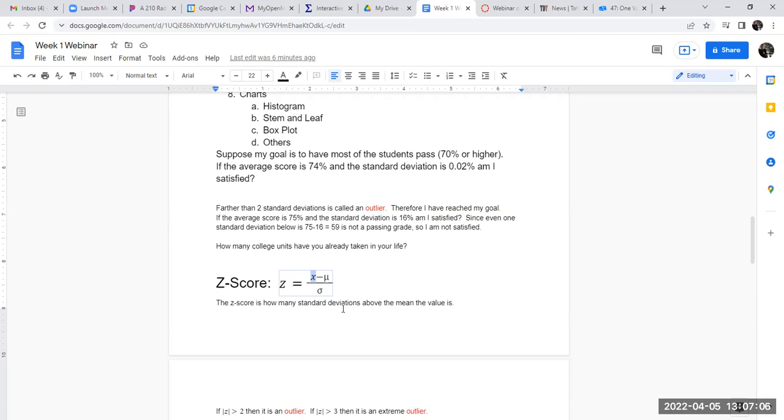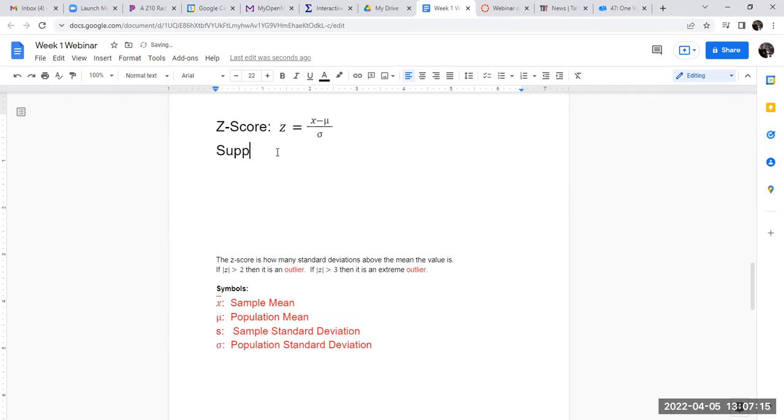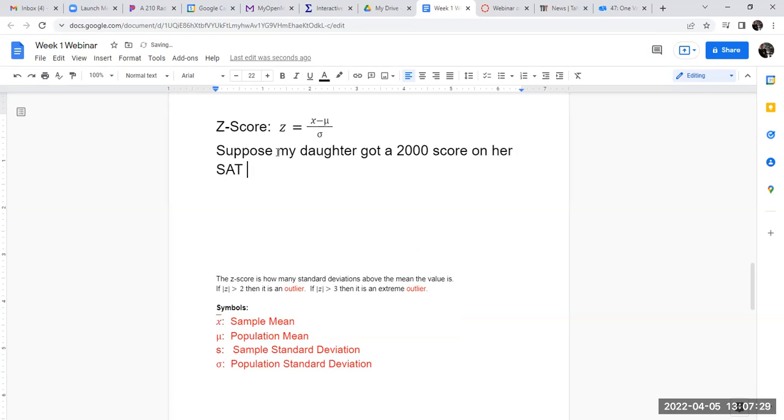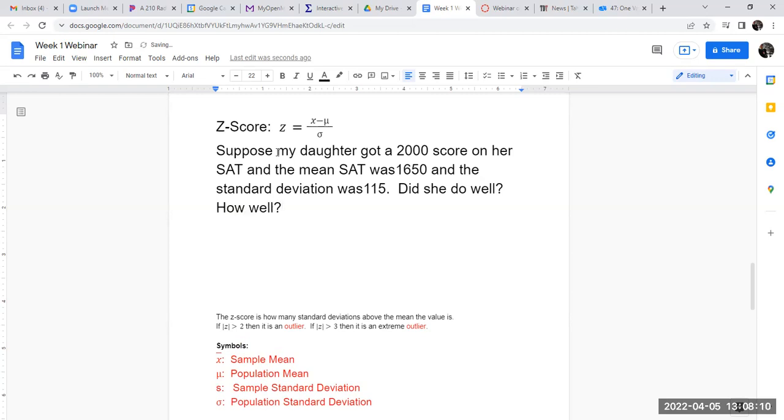Okay, so suppose my daughter got a 2,000 score on her SAT. And the mean SAT was 1650. And the standard deviation was 115. Did she do well? How well? Any questions on the question?